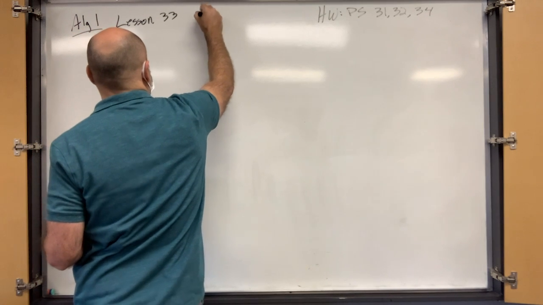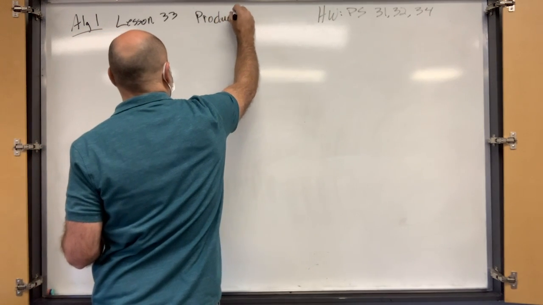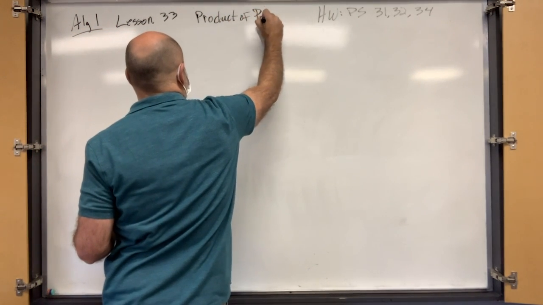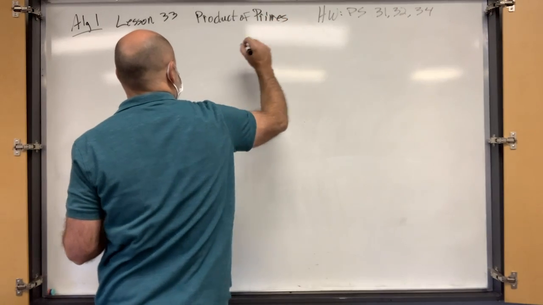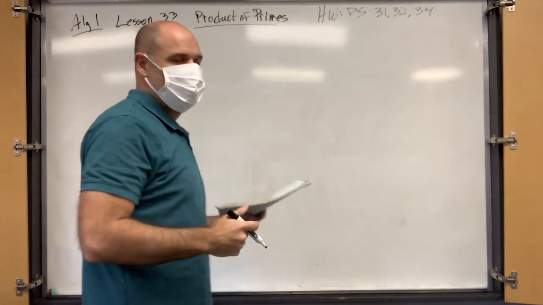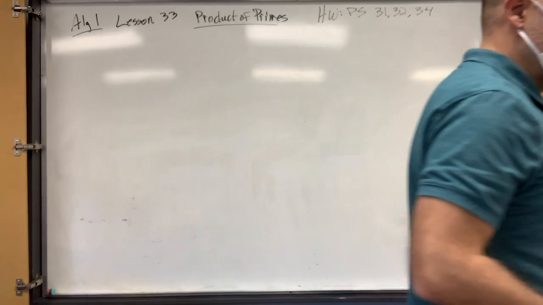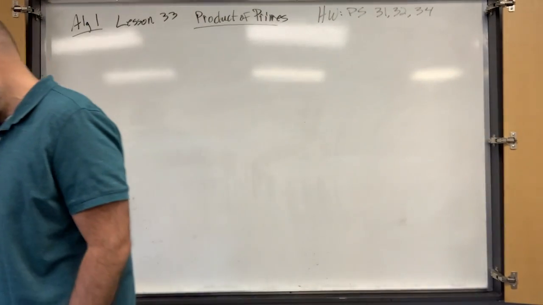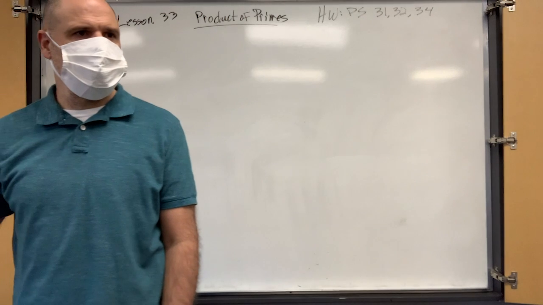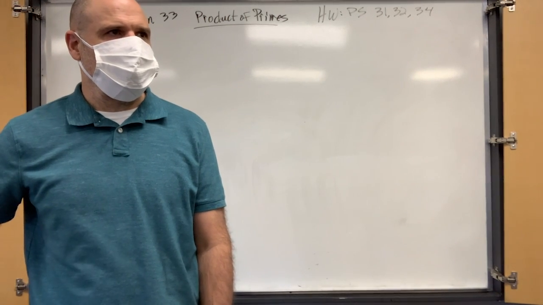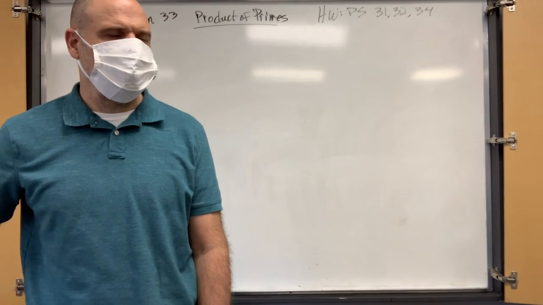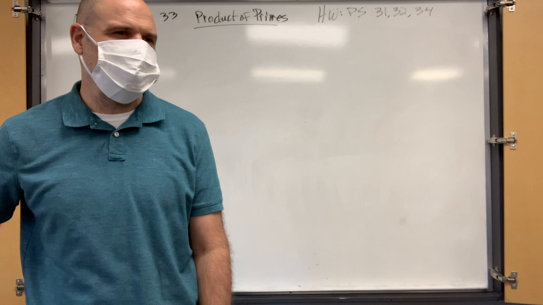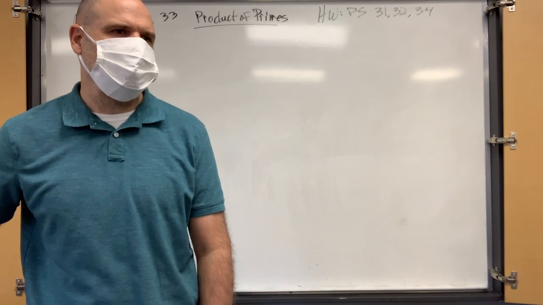Okay, we're going to talk about product of primes. What's product mean? Multiplication. And then what's a prime number? A number that cannot be multiplied to get... well, a number that can't be divided by anything except one and itself.